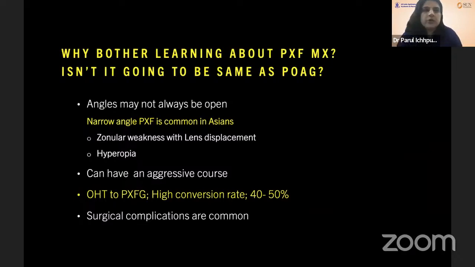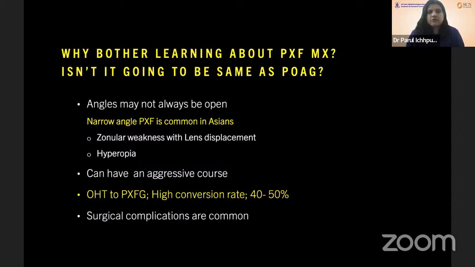Now, why should we bother learning about pseudoexfoliation management, since it's an open angle sort of glaucoma? Isn't the management going to be pretty much similar to a primary open angle glaucoma? Well, angles may not always be open, and a lot of studies have shown that narrow angle pseudoexfoliation is quite common in Asians, which could probably be because of the zonular weakness, which causes anterior lens displacement, and hyperopia sort of adds to it. These patients tend to have an aggressive course.